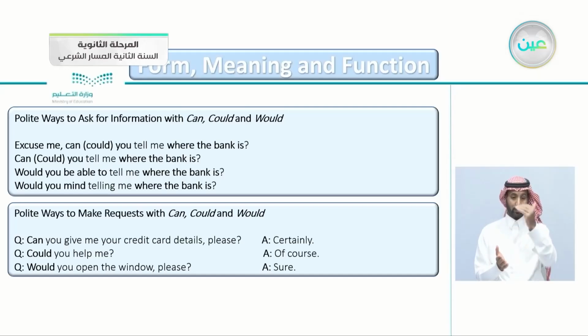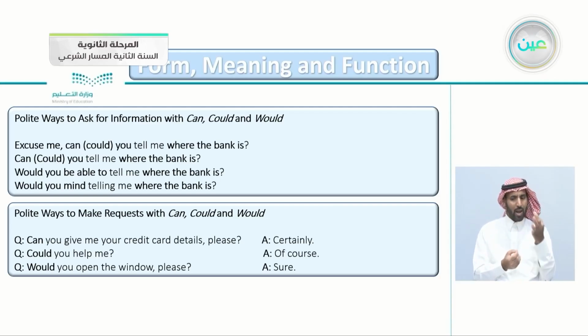Another part of the lesson here: polite ways to ask for information with can, could, and would. Polite ways, not any way. Let's take some examples here. Excuse me, can or could you tell me where the bank is? Of course, begin with "excuse me." Can you or could you tell me where the bank is? So this is a polite way to ask for information.